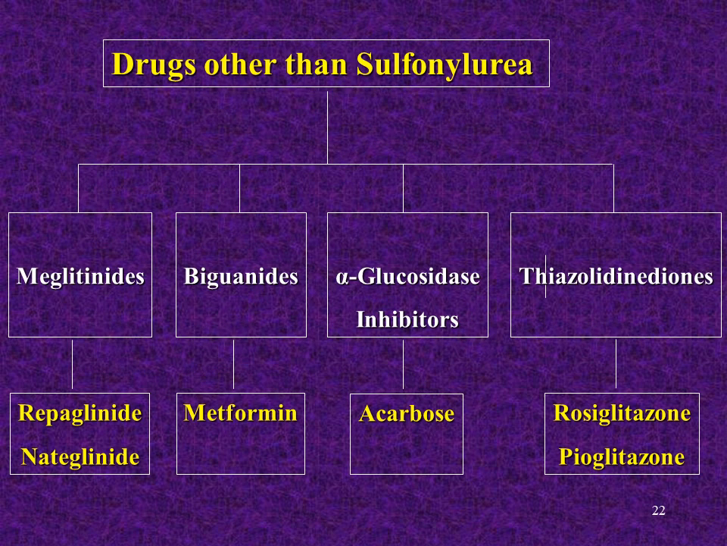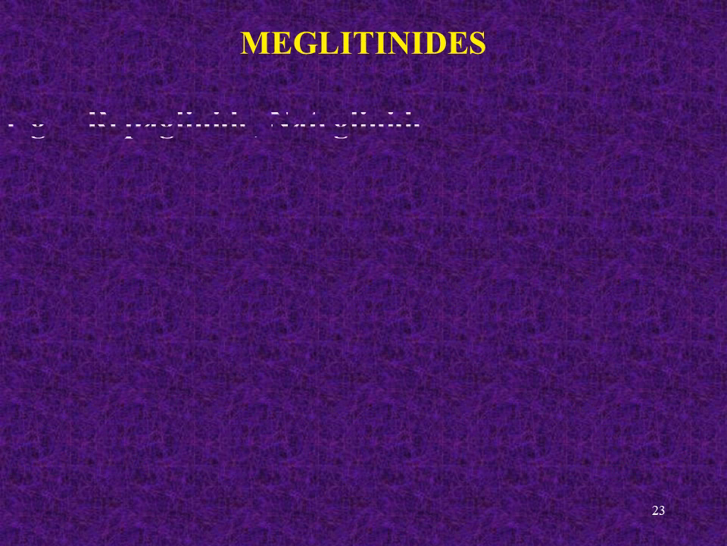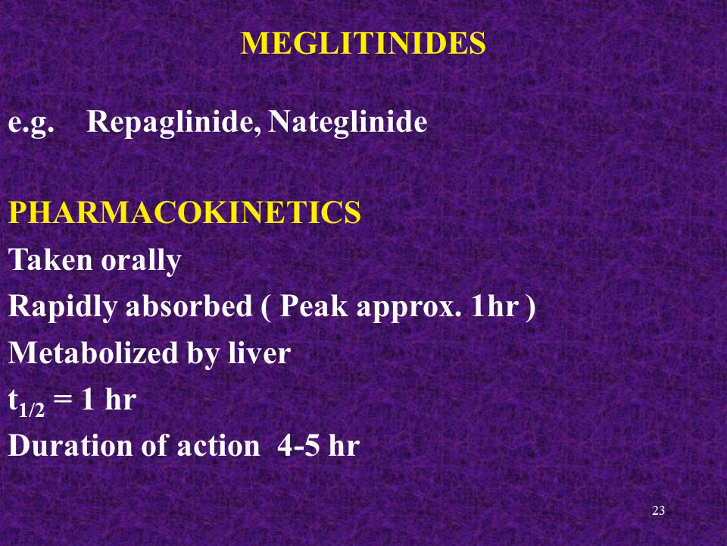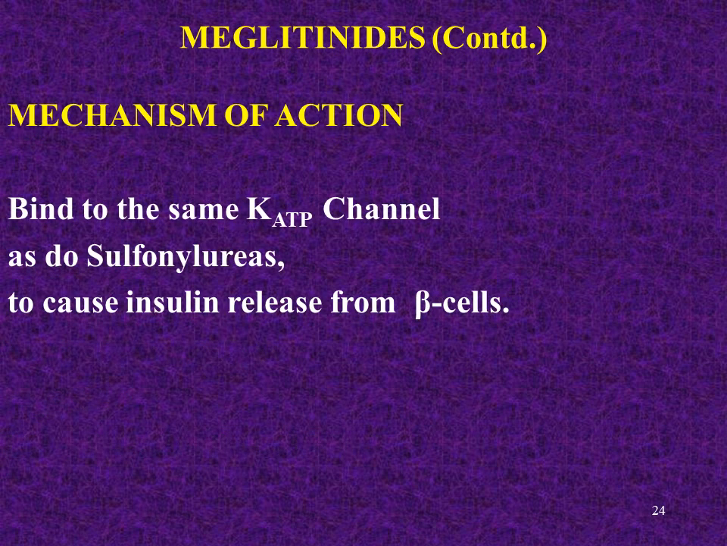Drugs other than sulfonylurea. So far, if you recall, we have covered sulfonylureas, and now we are left with another secretagogues, which are meglitinides, in which we have repaglinide and nateglinide. They are taken orally, they have rapid absorption, half-life is about 1 hour and duration is about 4 to 5 hours. The mechanism of action of meglitinides is the same as that of sulfonylureas.